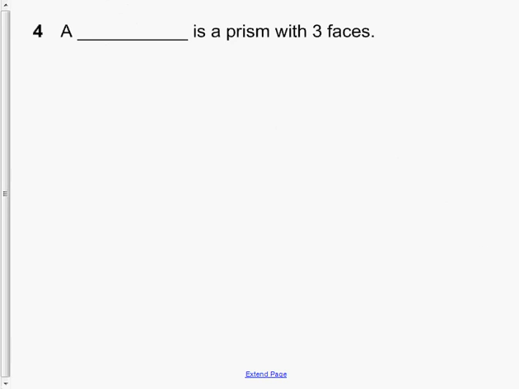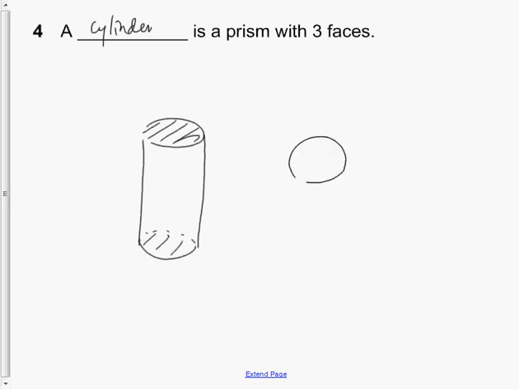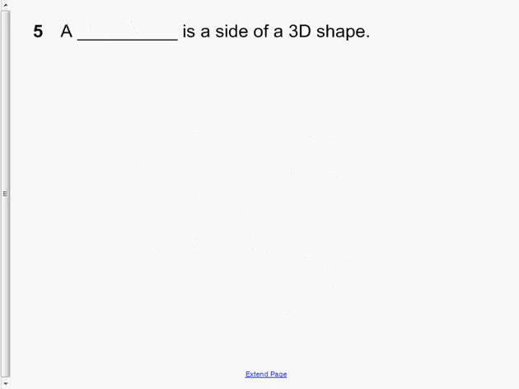Question 4 says a blank is a prism with 3 faces. There's only one of them that we have that's 3 faces, and that's a cylinder. Now technically the textbook also says it might just have 2 faces, this one here and this one here, but if we draw the net, there's the top of the cylinder, there's the side, and there's the bottom. So we really can consider it, when we look at the net, as having 3 faces.